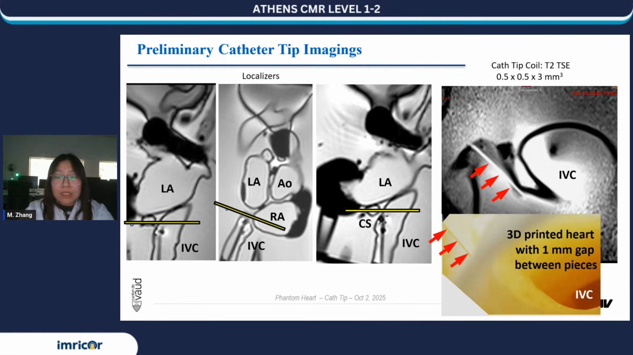Here we acquired the images with the 3D printed heart phantom. We ran localizers in coronal, sagittal, and axial planes to determine the catheter's position in 3 dimensions. Then imaging was performed at the catheter tip, as shown by the red arrows. Even a tiny 1 mm gap between different parts of the printed model can be clearly seen here.